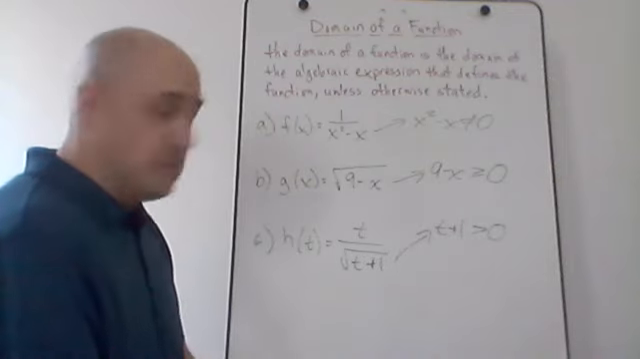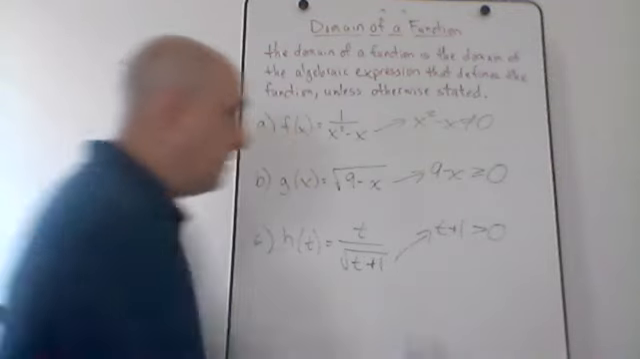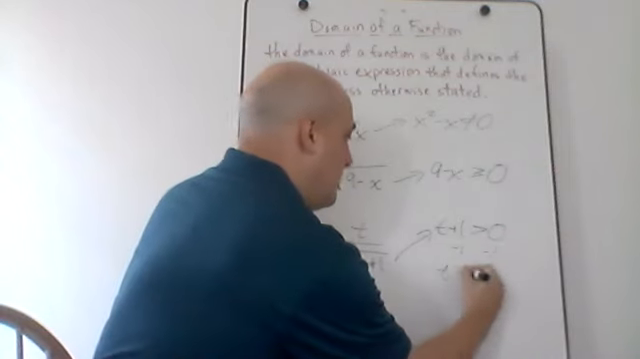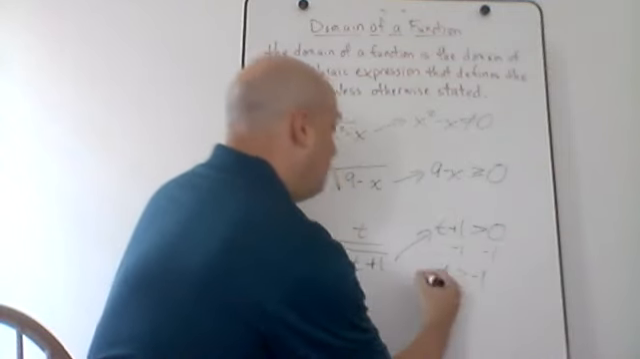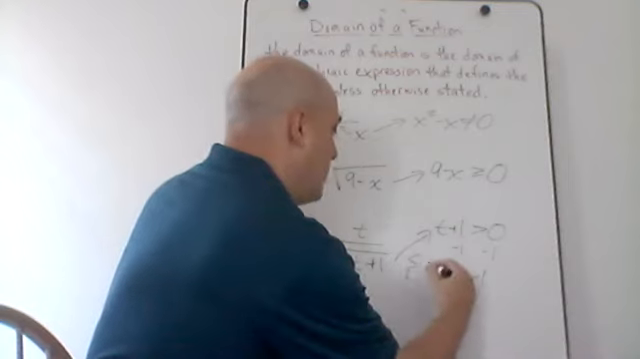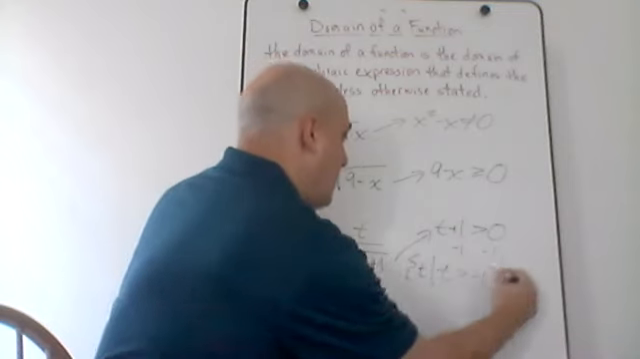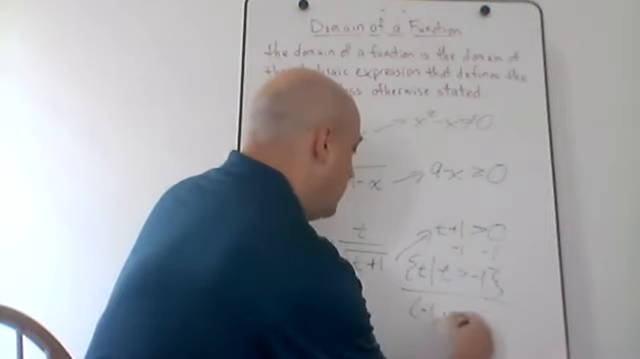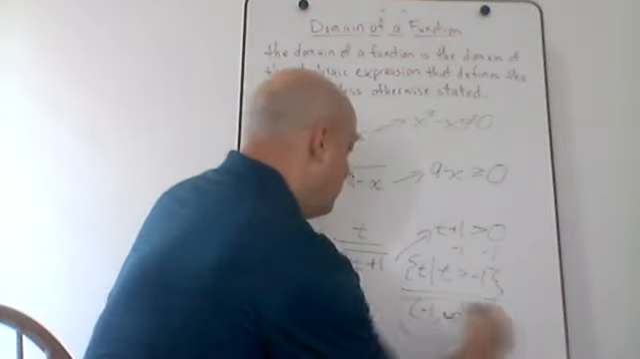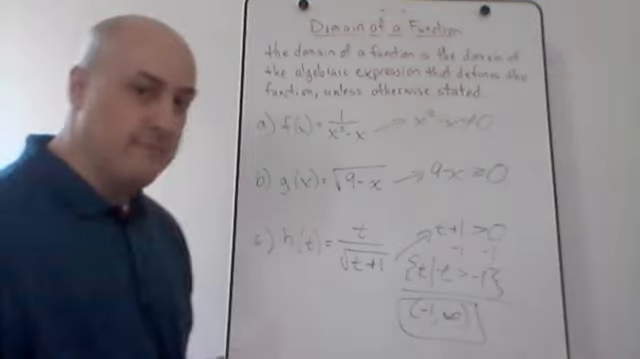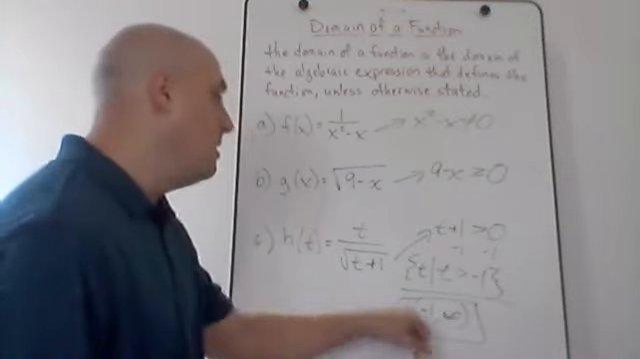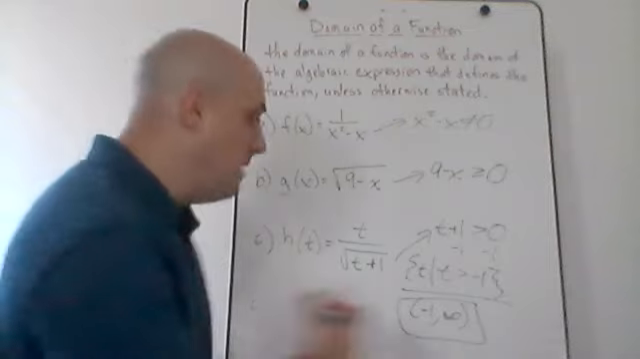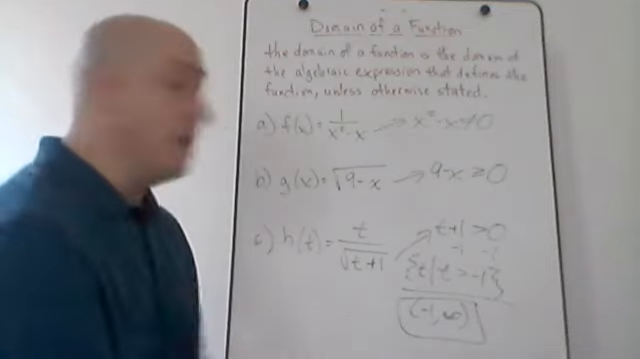But then to solve this one, it's actually the easiest one up here to solve. If I have t plus 1 is greater than 0, all I have to do is subtract 1 on both sides, and I get t is greater than negative 1. Right, so for the set builder notation, it's the set of all t values such that t is greater than negative 1, or in interval notation, it's parentheses negative 1 comma infinity. Right, starting at negative 1, parentheses on the negative 1 because I cannot equal negative 1, but then every number bigger than negative 1 up to infinity.